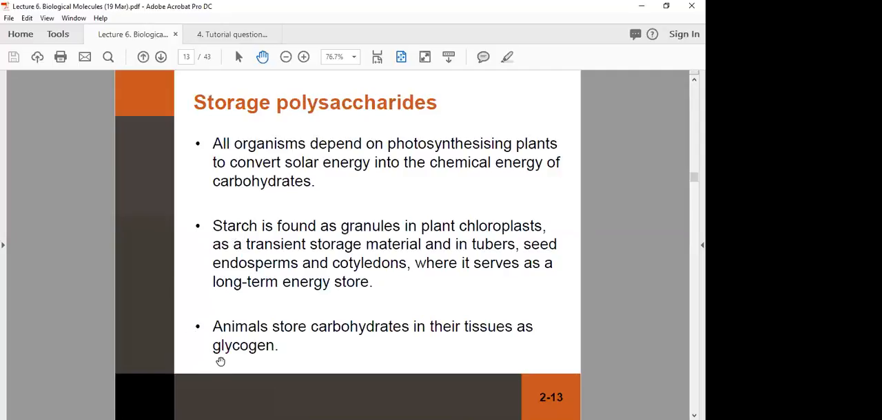All right, what about animals? Animals tend to store carbohydrates, not as starch, but as glycogen. Once again, glycogen is composed of repeating glucose subunits, just like starch and just like cellulose.